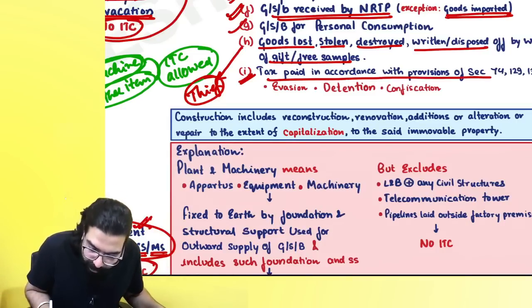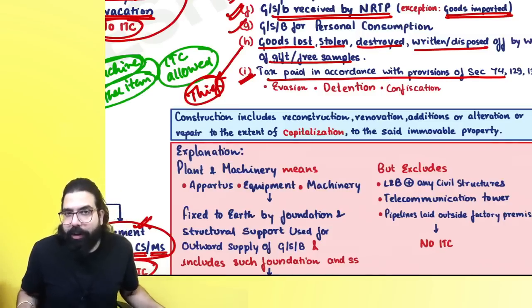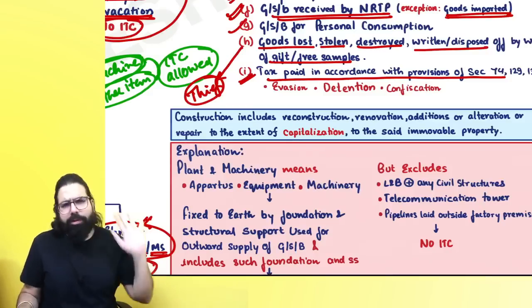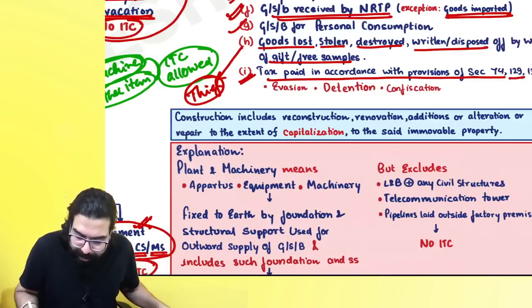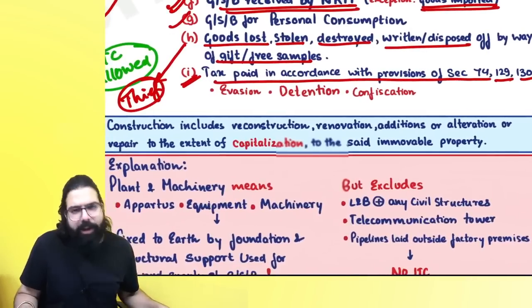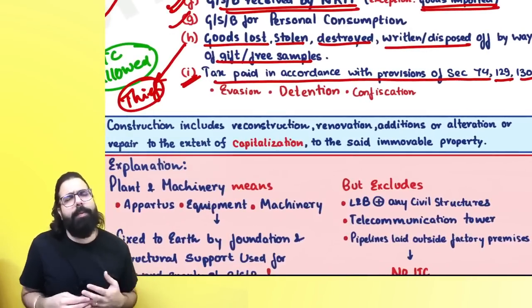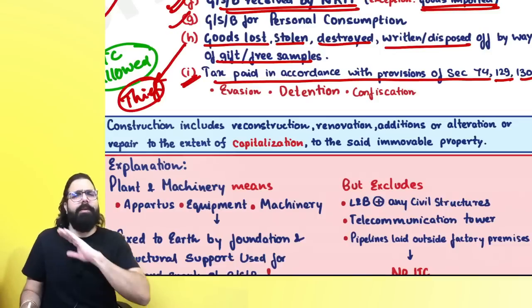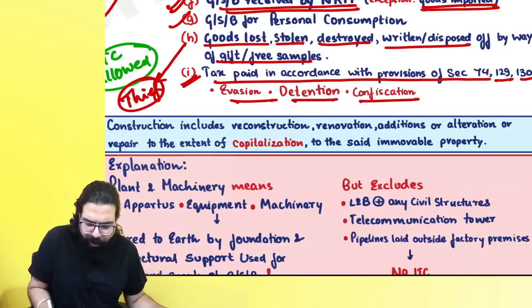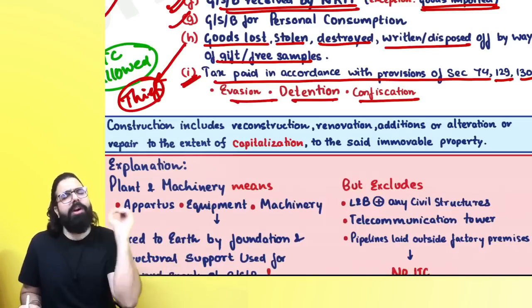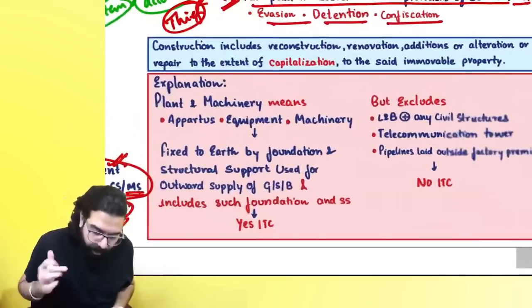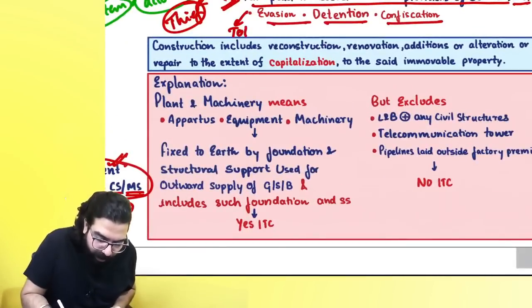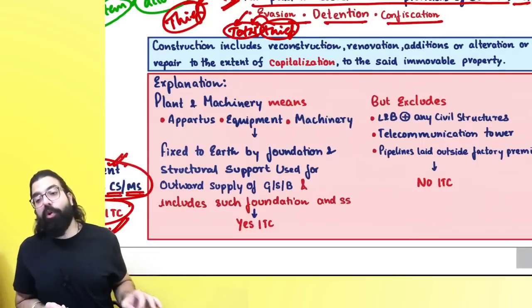Tax paid in accordance with section 74 means you are doing some fraud, willful misstatement or suppression, and you are caught and paid some tax. That tax credit you will not be able to take, and you will not be able to pass it on either. Section 129, you are going on the way, you are caught. Section 130, confiscation happened, and because of confiscation you paid some taxes. All those taxes' credit will never be allowed. In cases of evasion, detention, confiscation, etc., if caught and tax paid, forget it. So I call this total thief. Why total thief? Thief, though you are there only. You are caught, so you have become a complete thief. Total thief.